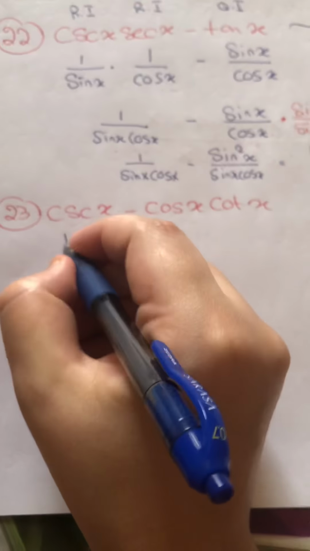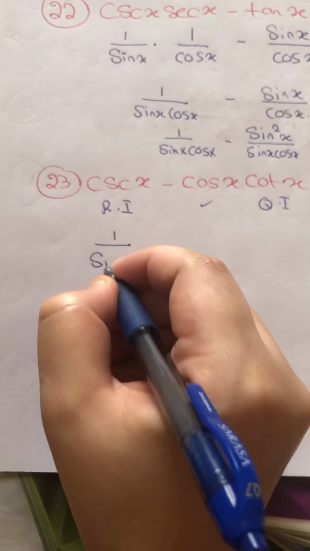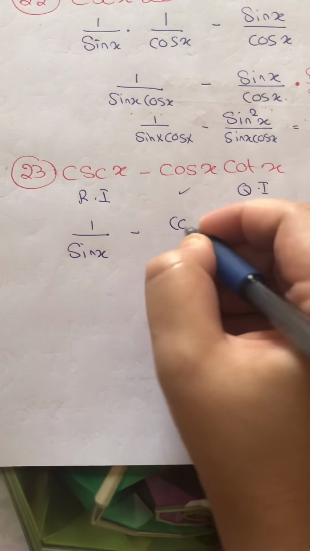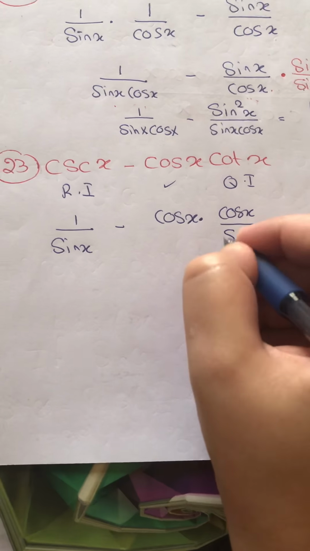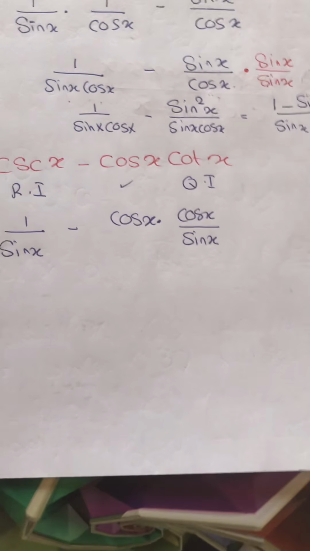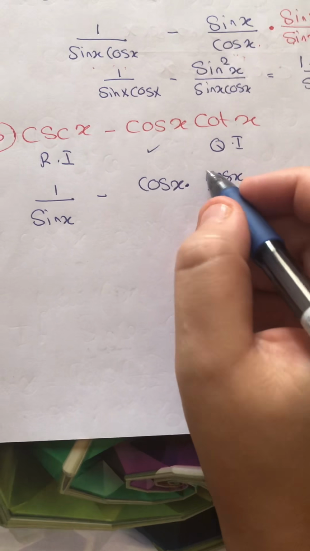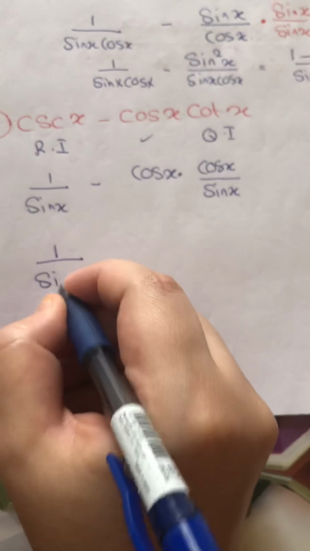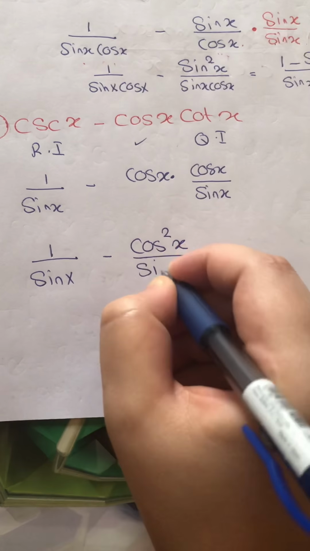Okay, this one is a reciprocal identity. This is fine. This one is a quotient identity. So over here, I would go 1 over sine x minus cosine x times cosine x over sine x. I can subtract peacefully over here because both denominators are sine x, right? And this multiplied by this is cosine squared x. So I actually have 1 over sine x minus cosine squared x all over sine x.